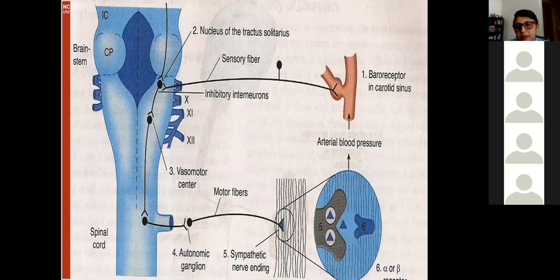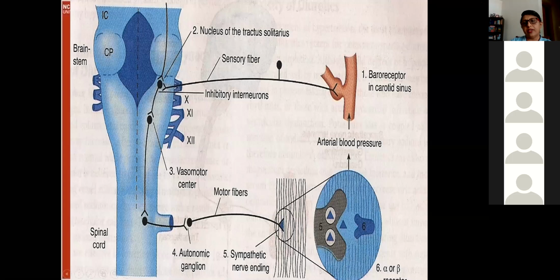So two types mainly: the baroreceptor mechanism for the minute-to-minute control. That is, whenever we are sitting and we are just getting up, our BP is controlled by the baroreceptor mechanism. But the long-term control is by the renin-angiotensin system.